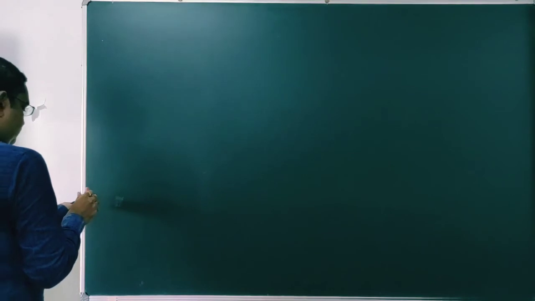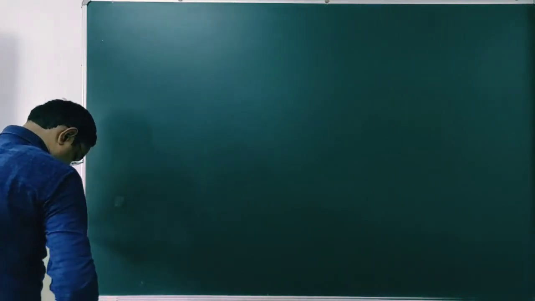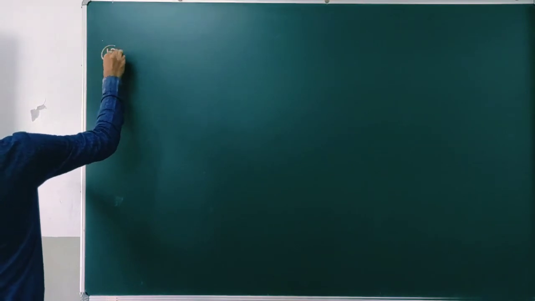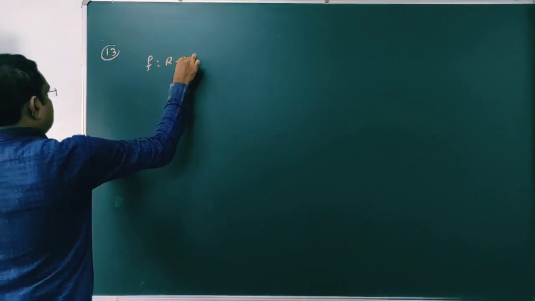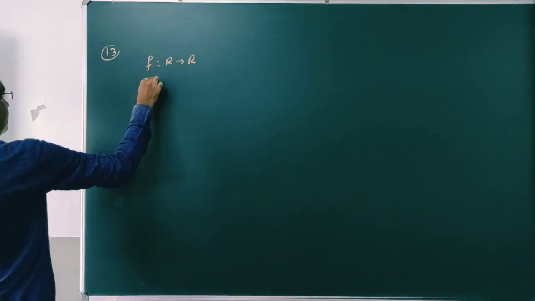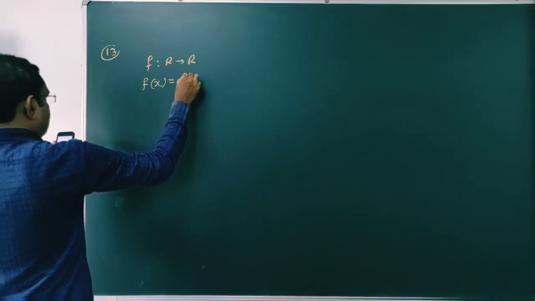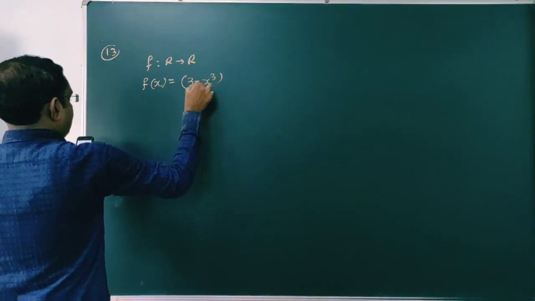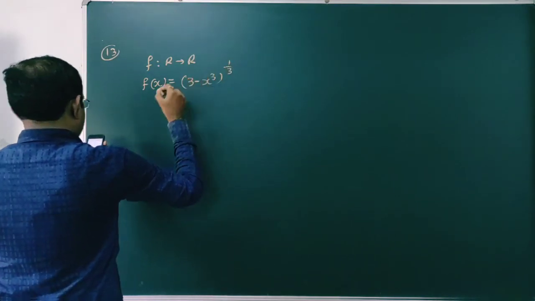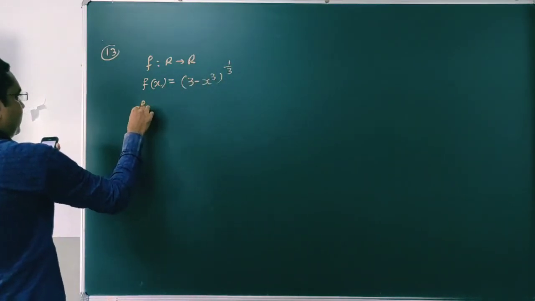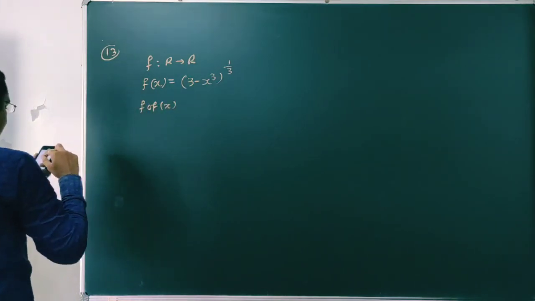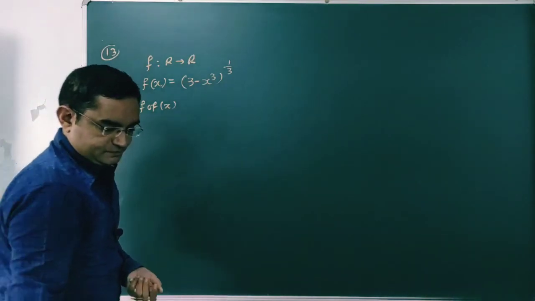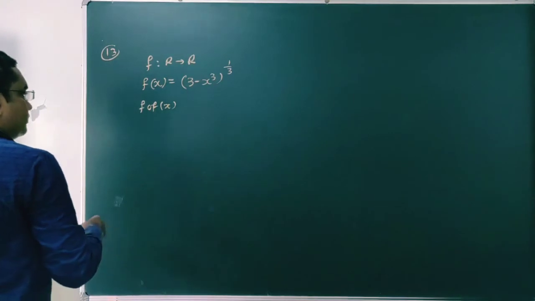Question number 13, students. So here function f from R to R, which is given by f of x equal to (3 minus x cube) raised to 1 by 3. Then what is the value of f of f of x? f of f of x की वैल्यू फाइंड करनी है. डन.